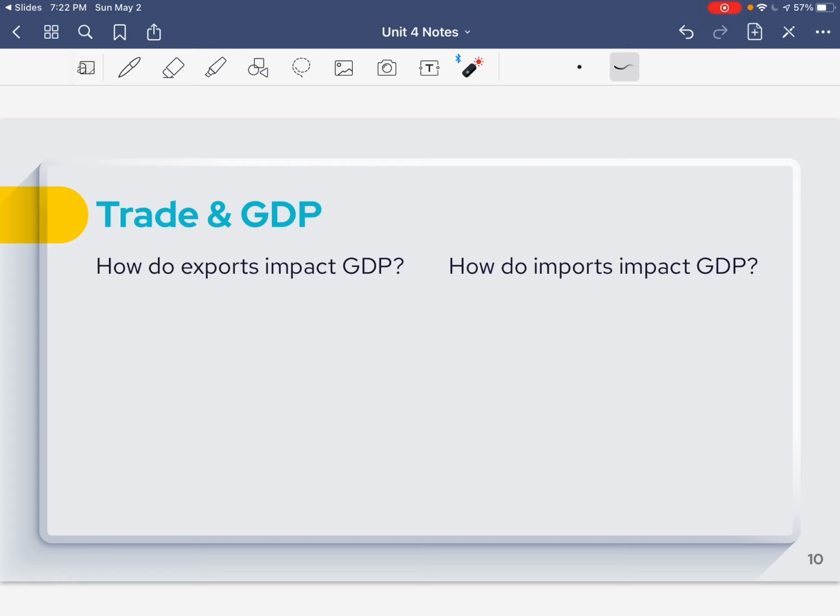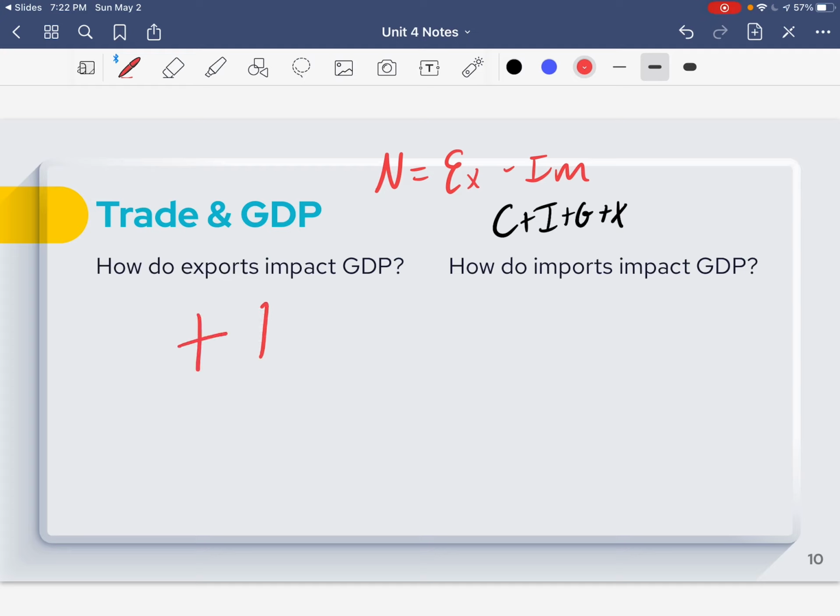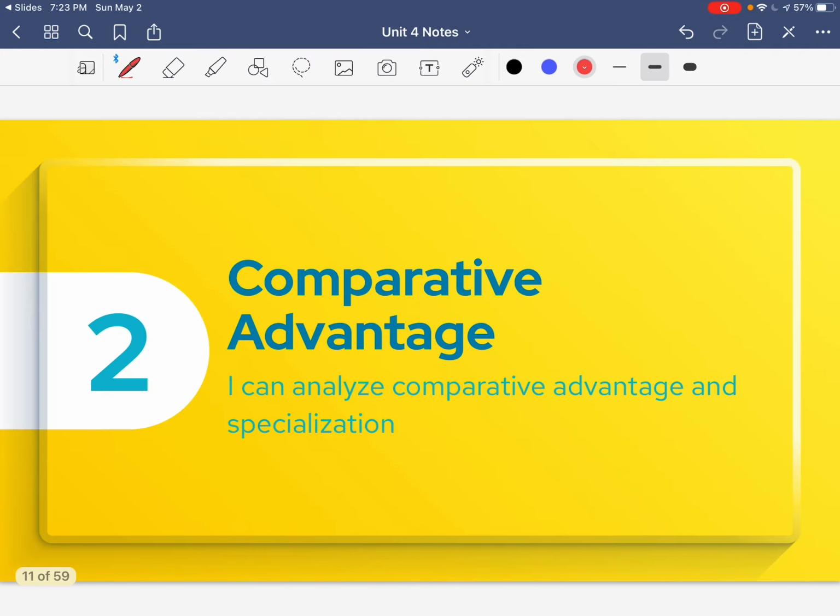So remember, in our equation, net exports equals exports minus imports. And remember, our GDP equation is C plus I plus G plus X. So how do exports impact our GDP? Exports are good for our GDP. It increases, it adds to our GDP. How do imports impact our GDP? They count negatively towards our GDP, so they will decrease the amount of gross domestic product in our country. And that's all.